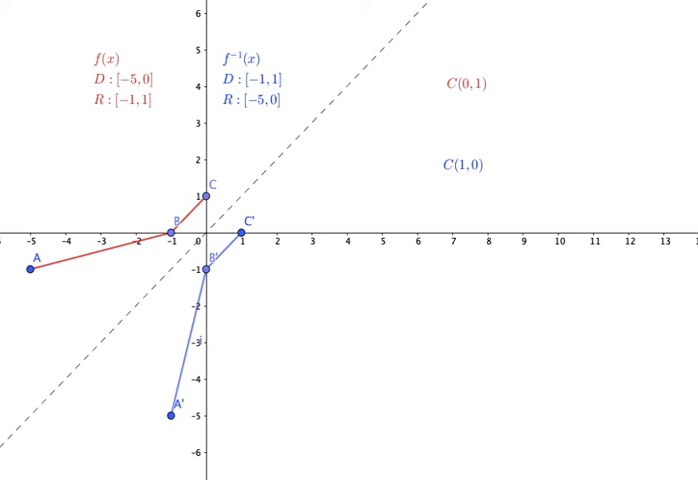Take a look. All our themes are there. It's a reflection about the identity line, y is equal to x. The x's and y's switch points, and the domain and range switch for the inverse and the regular function f of x.